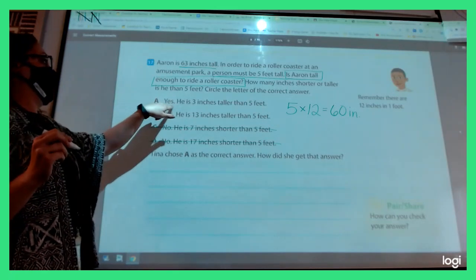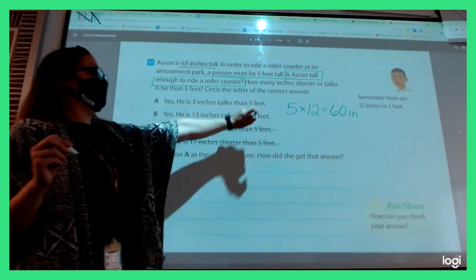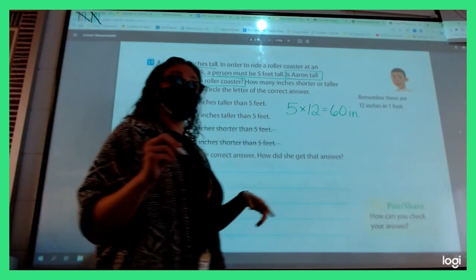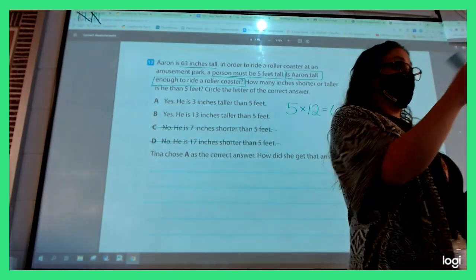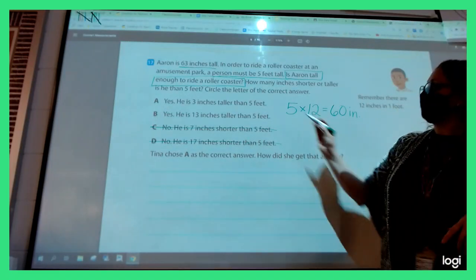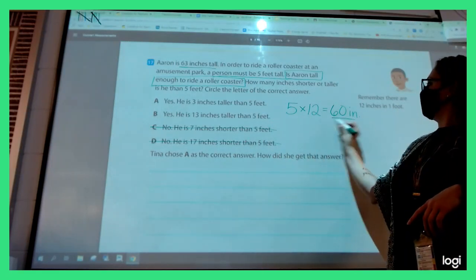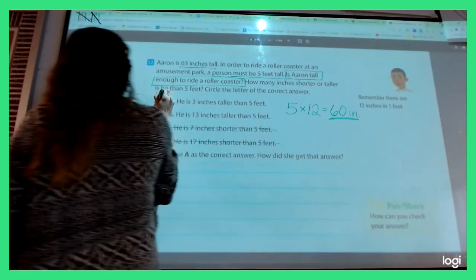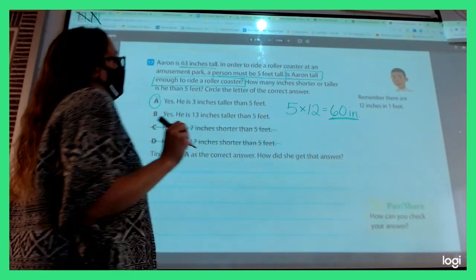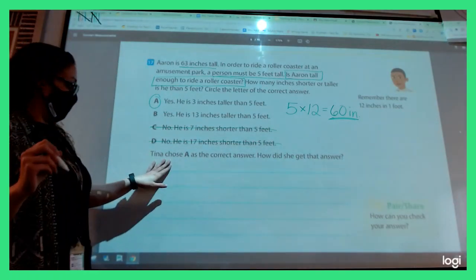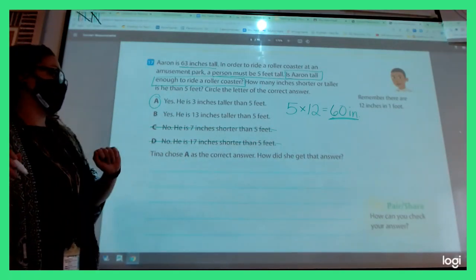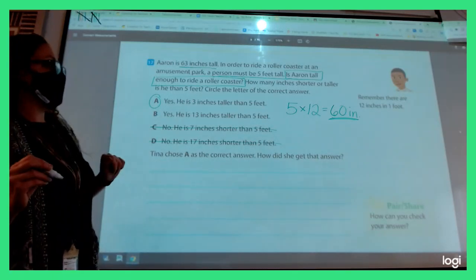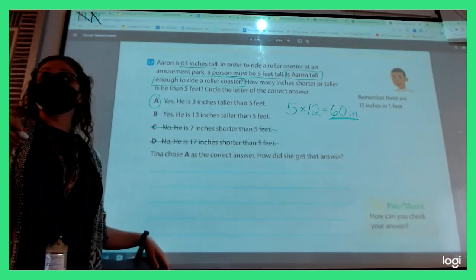One of them says yes, he is 3 inches taller than 5 feet. The second one says yes, he is 13 inches taller than 5 feet. So which answer is more accurate? Angie? A. Yeah, he's 3 inches taller. The limit was 60 inches and he's 63, so the answer's got to be A. Now, Tina chose A as the correct answer, which we know is right. How did she get that answer?